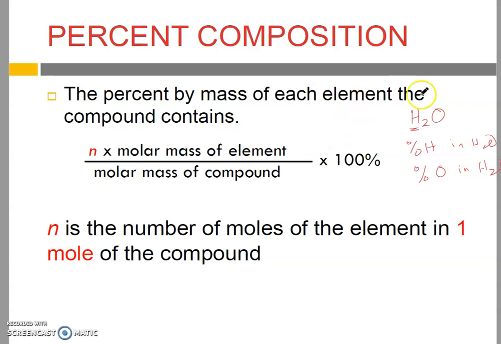In order to find this percent composition, you must use this formula: N times molar mass of the element over molar mass of the compound, times 100%. The molar mass of the element and the molar mass of the compound you can get from the periodic table. And N is the number of moles of the element in 1 mole of compound.